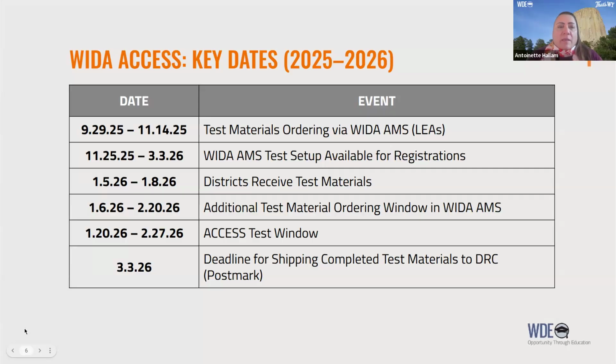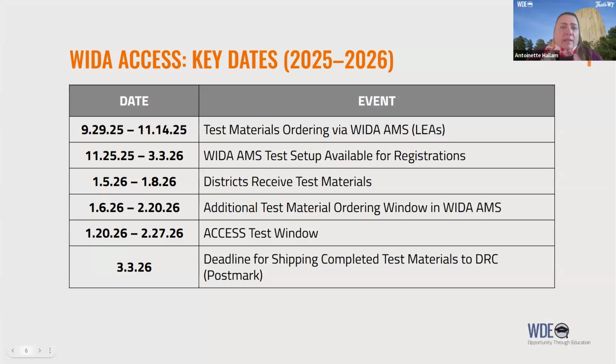Here are the important upcoming dates for WIDA testing. The WIDA AMS test setup is open for registrations from late November through early March, so make sure all students are registered during this period. Districts will receive their test materials in early January, and there's an additional window to order more materials from early January to late February. The Access testing window runs from late January through the end of February, and all completed test materials must be shipped back to DRC by March 3rd. Staying on top of these dates will help ensure a smooth testing process.